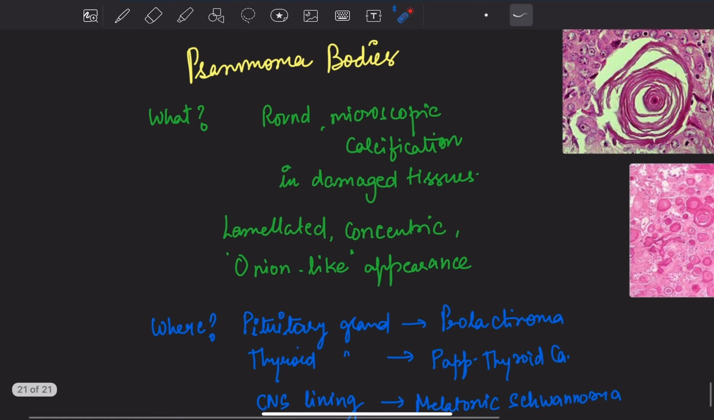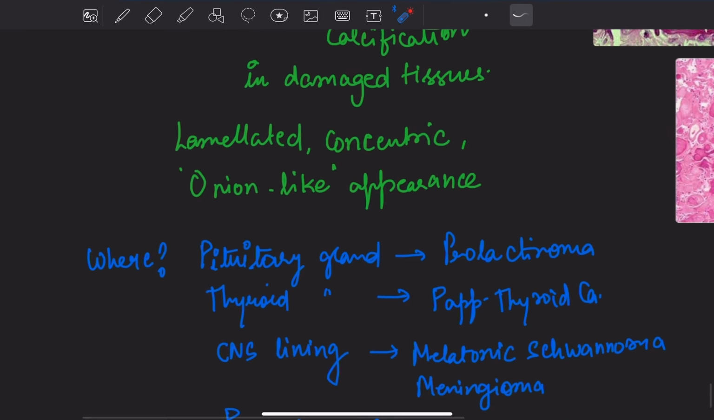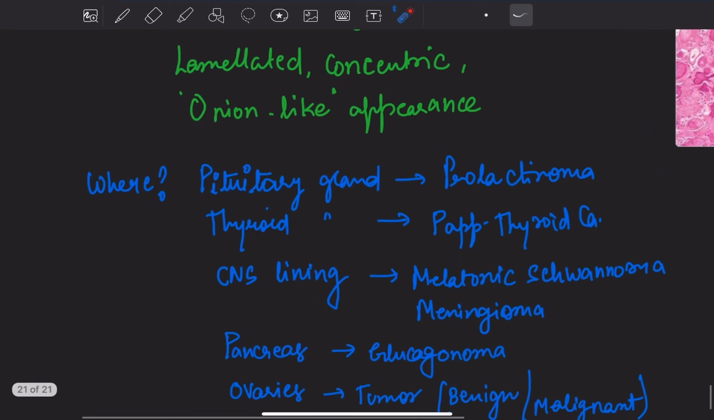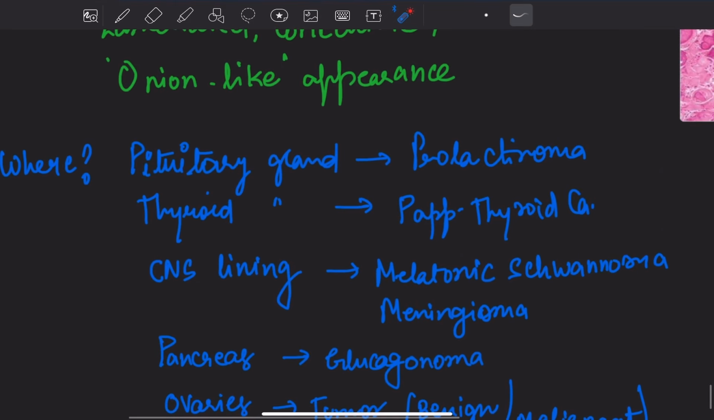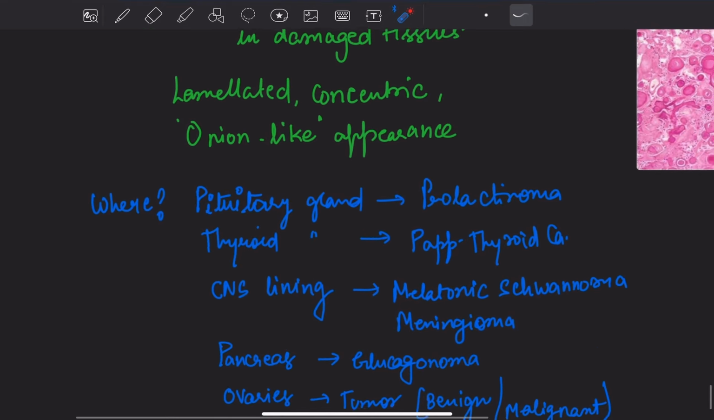So the first thing that is clear is that these are lamellated, concentric, onion-like calcifications. Okay, why do they form? They are formed to represent the pathology going on in the organ or in the tissues of that particular organ. So there are certain organs which are associated with the presence of Psammoma bodies, which includes the list here. Okay, we will discuss one by one.